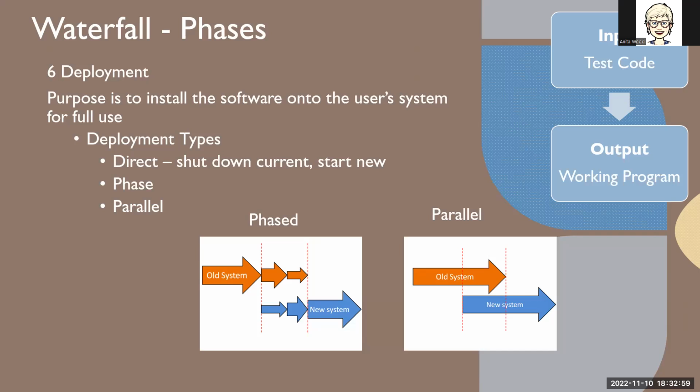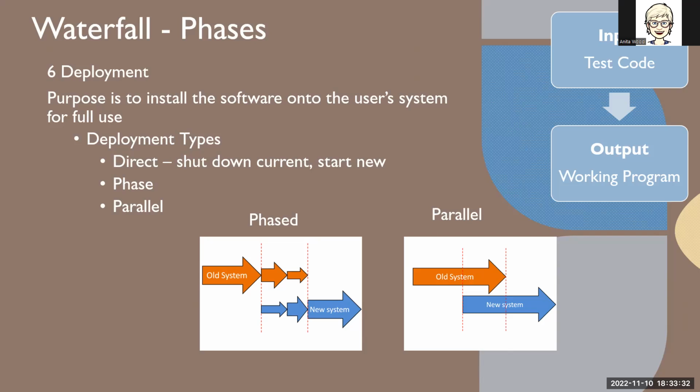In this phase, deployment, the software is installed on the user's system and goes into production. Now, there are three common ways that new software is transitioned onto the user's current system. The first is called direct. The old system is shut down and the new software is started immediately. So everyone goes home on Friday, the weekend, the new software is installed, everybody comes back on Monday, and voila!